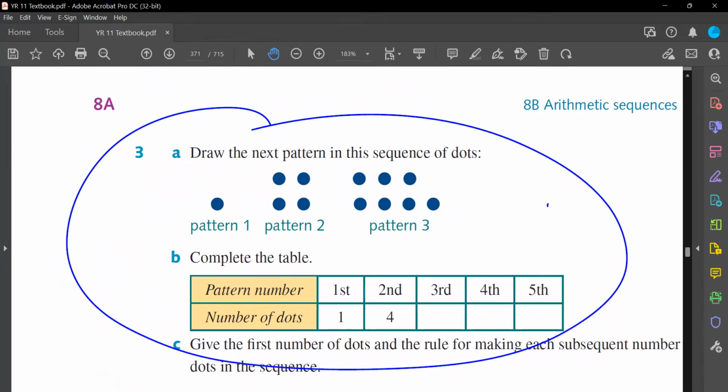So for example, pattern 1 has got 1 dot. Pattern 2 has got 3 dots. 4 dots, and then pattern 3 has 7 dots. So what's it going up by? 3. So that means pattern 4 is going to have how many? 5, 6, 7, 8, 9, 10 dots. Okay, so that's what that will look like.